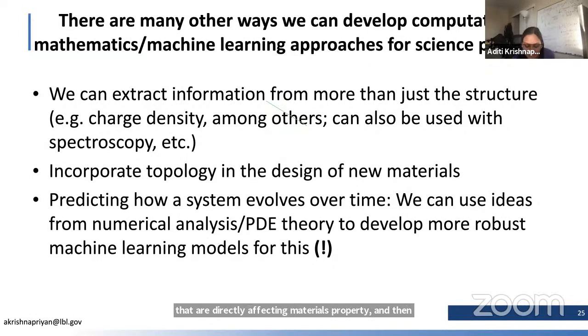And then finally, I think this is a really exciting field right now because there are a lot of ways we can use computational mathematics for these science problems. We can extract information from more than just the structure, like charge density or spectroscopy information. We can incorporate topology into the design of new materials. And this last point is something I work very actively on, predicting how a system evolves over time and incorporating ideas from numerical analysis into machine learning models for this aspect. And so I think the floor is very open for this area.